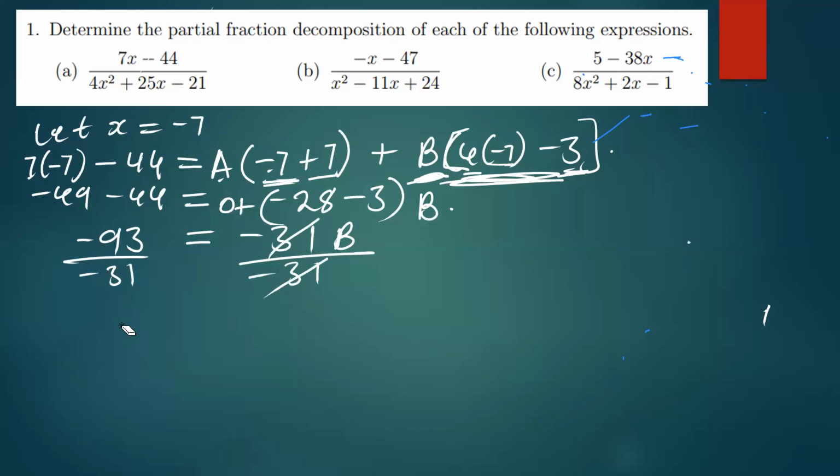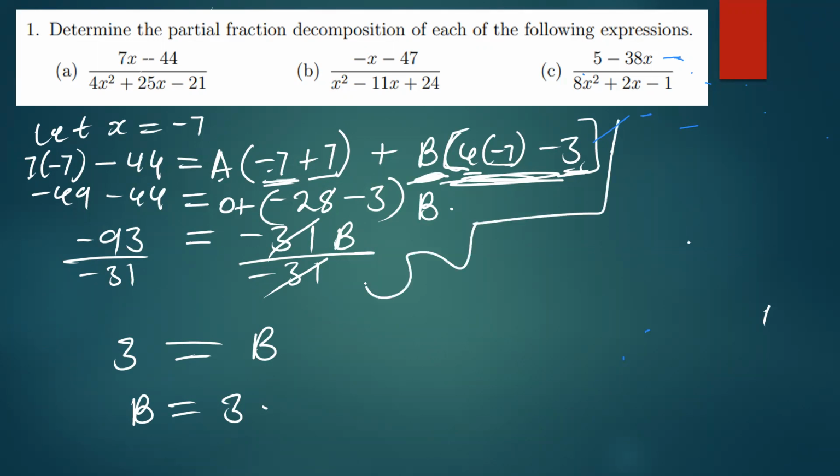Or for the sake of understanding, let me write it where it is. So we have B this side. Then when you divide -31 into -93, you're getting 3. So the value of B becomes what? 3. So now the other thing we need to do is to find the value of A.